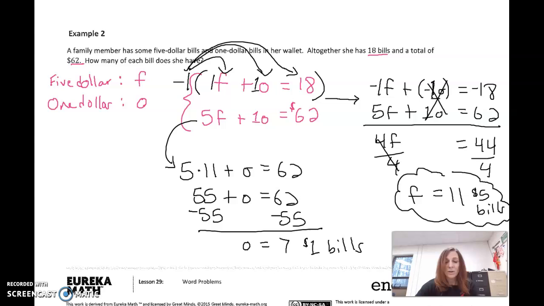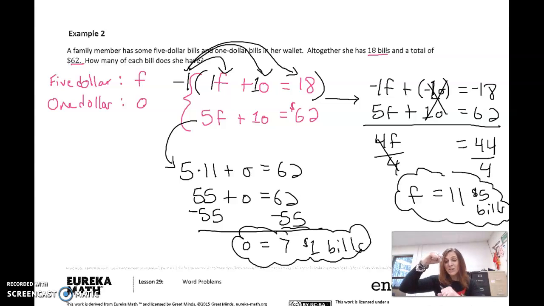So how many of each bill does she have? 7 and 11. Okay. So again, when we're dealing with setting up word problems, you're going to be talking about two different things in the same problem. So it's important that you identify what those are. Like in this case, the number of bills and the amount of money.